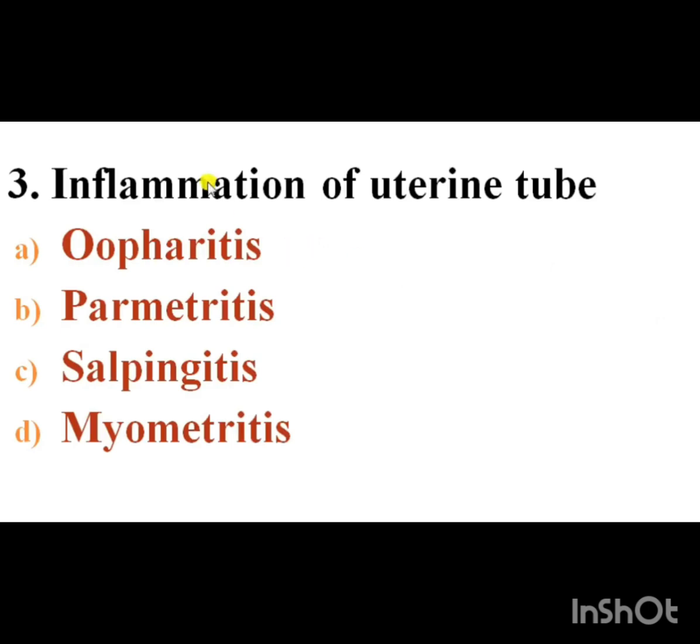Next question, inflammation of uterine tube or fallopian tube. Options: A. Uveitis, B. Parametritis, C. Salpingitis, D. Myometritis. Answer is C. Salpingitis. So inflammation of the uterine tube or fallopian tube is salpingitis.